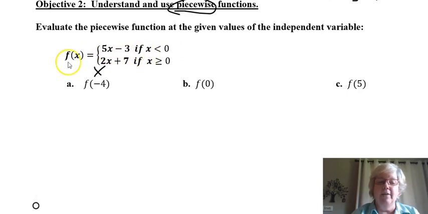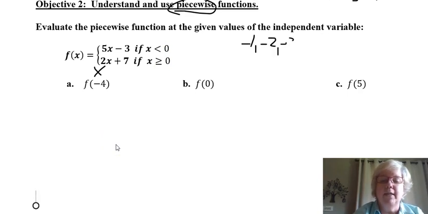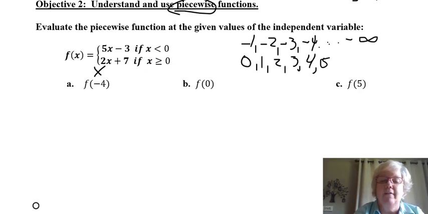Look at your x value and see which condition it should be used with. In this top part, f of x equals 5x minus 3, you would only use that if your x is less than 0. Now think about all the numbers that are less than 0. That would be numbers like -1, -2, -3, -4, all the way to -infinity. You would only use the second part, f of x equals 2x plus 7, if the x is greater than or equal to 0. So that would mean the numbers 0, 1, 2, 3, 4, 5, all the numbers up to +infinity. So it all depends on what x you start with.